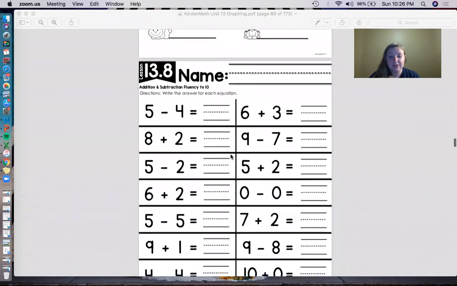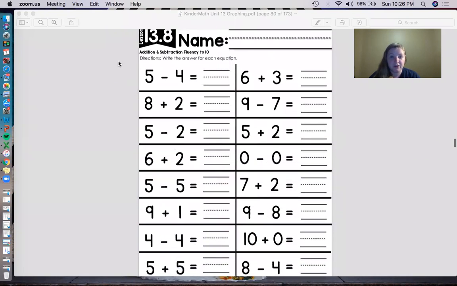Okay, so I'm going to scroll down. I have the fluency page right there. Now, it's exactly what we have been doing. We've been doing addition and subtraction. But I want you to look. Is this whole side addition? No. How about this whole side? Is this all addition? No. They are now mixed together. So you have to make sure you look at the symbol before you answer the question.